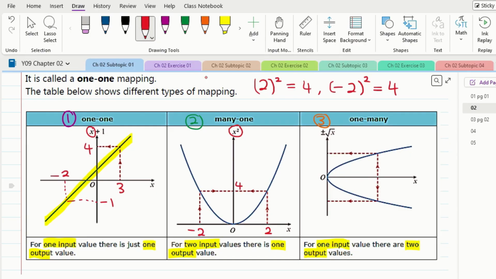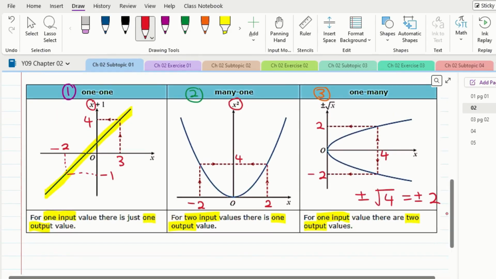As for one to many, this is a case where you have the square root of x. It's a fact in maths that if you square a number, the result could come from a positive or negative number. So this is the reverse situation of the example above. Here you can put 4 as your input, but then you will have 2 and -2 as the output, because this is plus minus square root of 4, right? So it will give you plus minus 2. Okay, so this is for one to many.